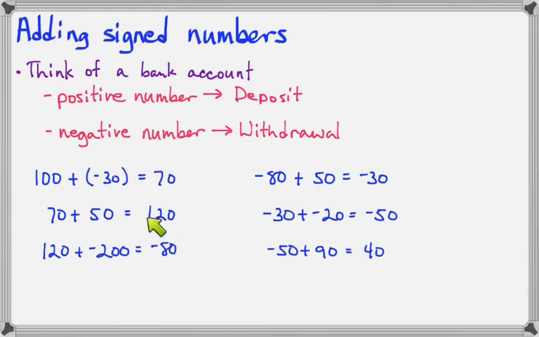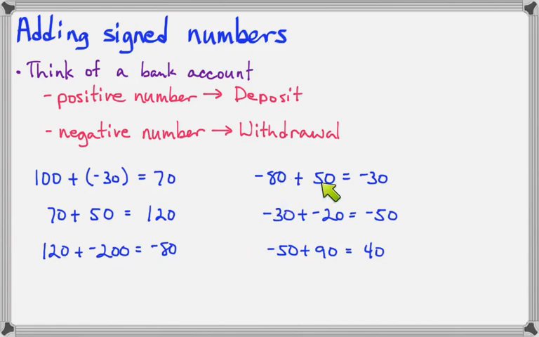But let's take a look and see if we can pick out any patterns here. In this problem, the signs were different, so we had to subtract the two numbers, and the answer kept the same sign as the biggest number. Same thing happened here. Because the signs are different, we didn't actually add the two numbers together. We subtracted them and used the sign of the larger number.